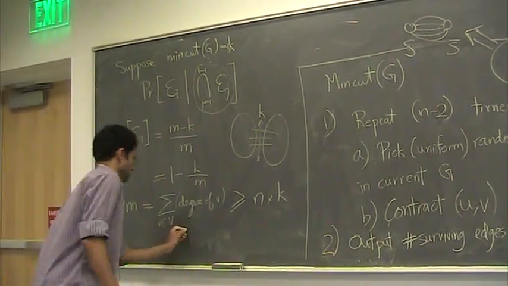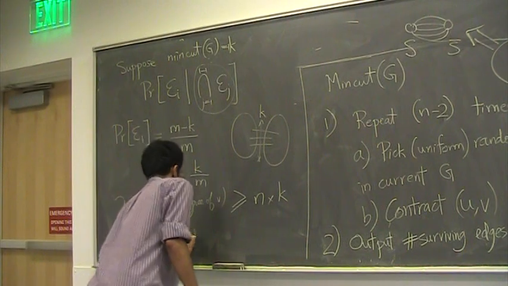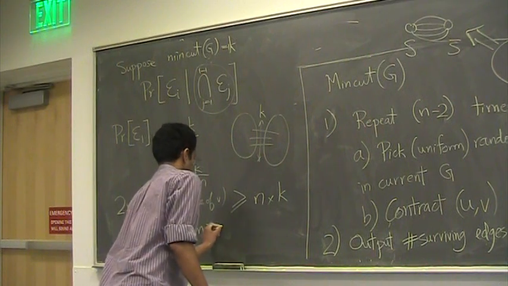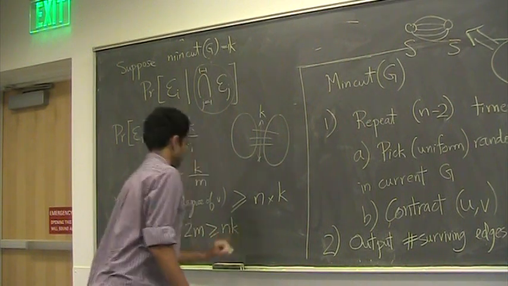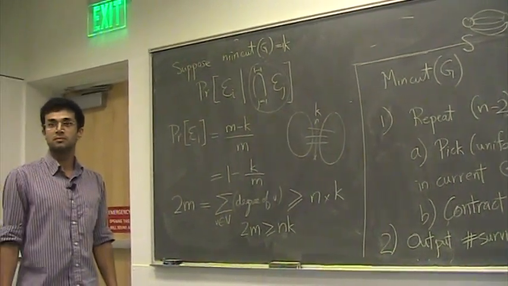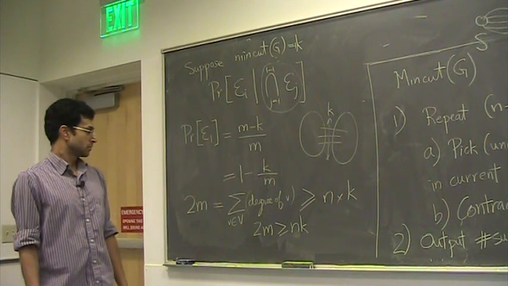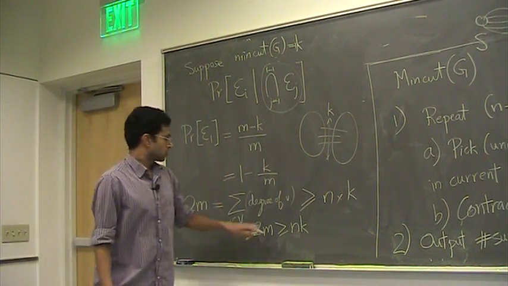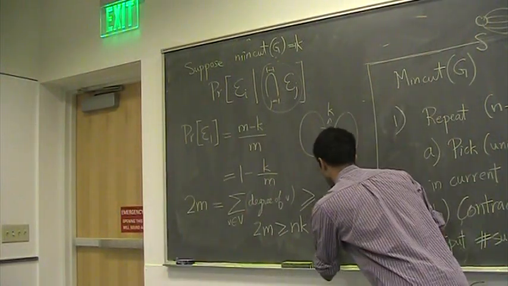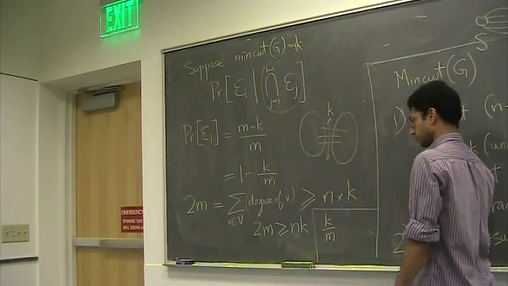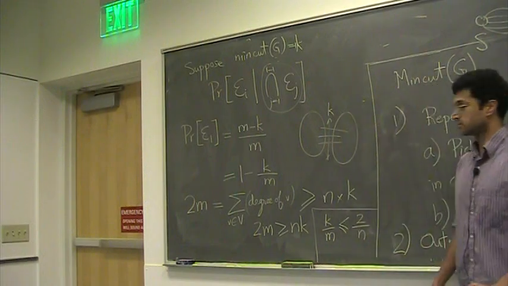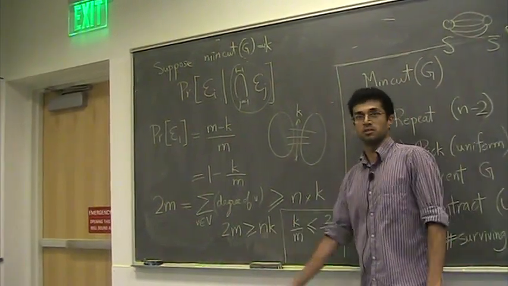So, in other words, 2m is at least n times k. Or alternately, k divided by m is at most 2 divided by n. I'm just moving things around.